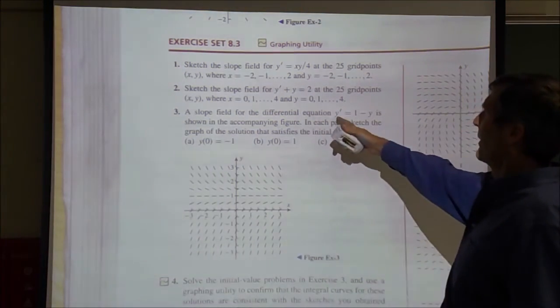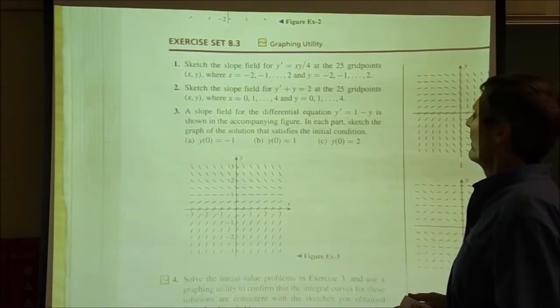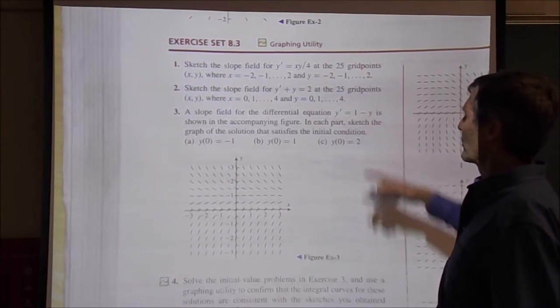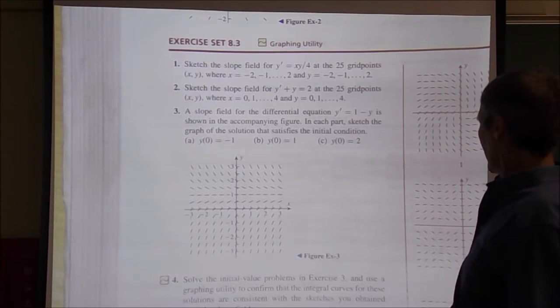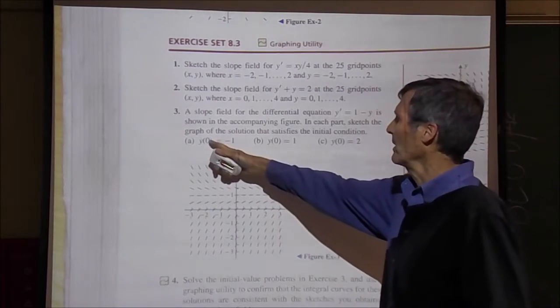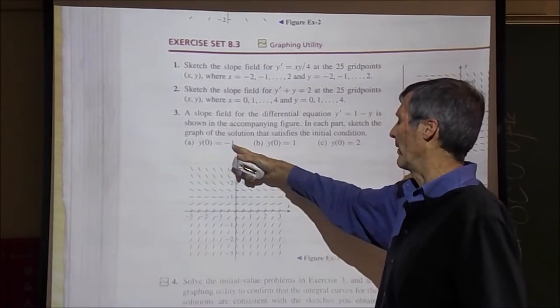Okay, now how about this one? A slope field for the differential equation y prime equals 1 minus y is shown in the accompanying figure. In each part, sketch the graph of the solution that satisfies the initial condition. Suppose when t equals 0, y is -1. That's what it says.